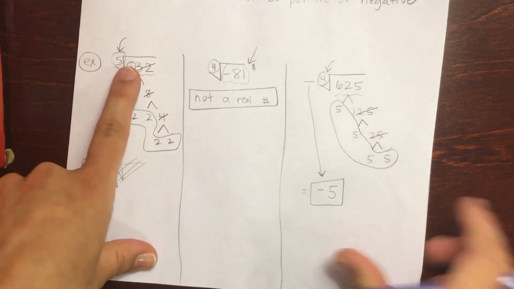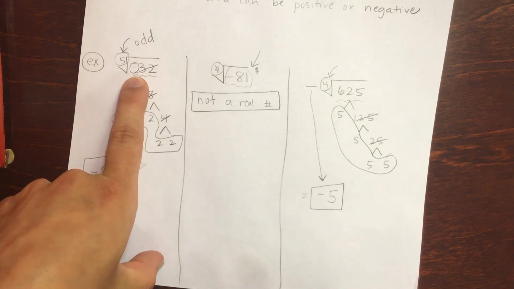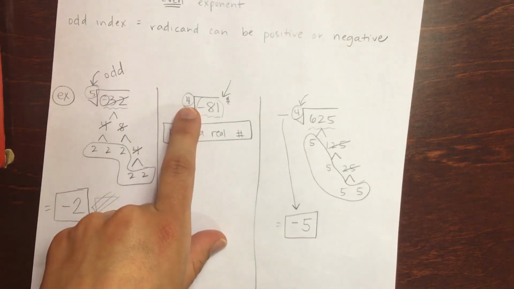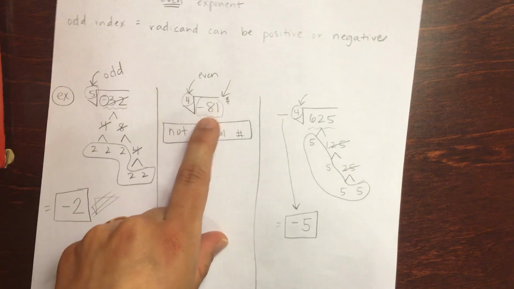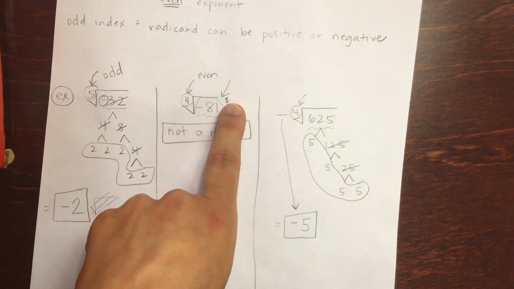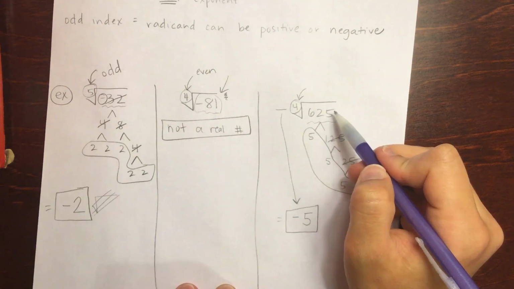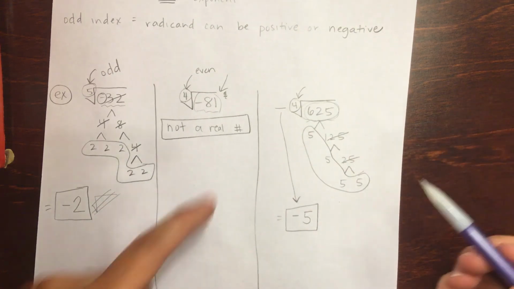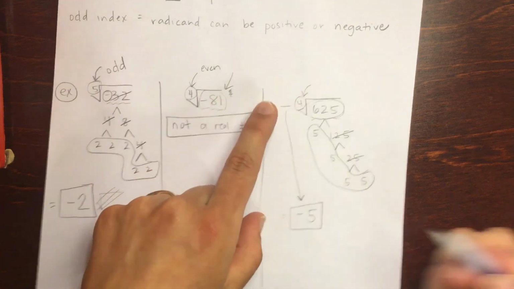So if the index is odd, whatever sign is under your radicand is going to be the sign of your answer. If this is even, and there's a negative under your radicand, for these problems there probably won't be an exponent to cancel it out, so it's not a real number. And if you have a positive number underneath your radicand, if there's a positive here, it's a positive answer. If there's a negative here, it's a negative answer.